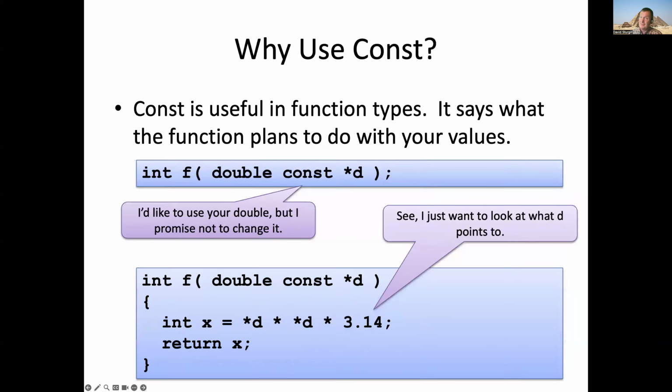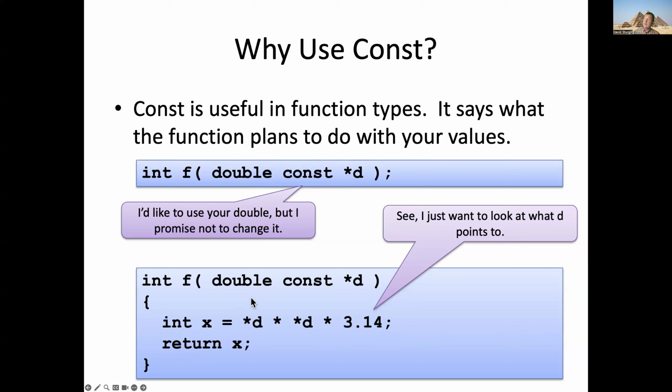And the real reason for that is in function parameters. It's not about making a variable that you can't do something with. It's about defining a function and saying what it plans to do with the parameters. Here, I'm making a function f that takes a pointer to a double, but it says I want that to be a pointer to a const double. You can think of this as saying, I need you to give me a pointer to double, but I promise I won't use that pointer to change what's in your double. I just want to look at it.